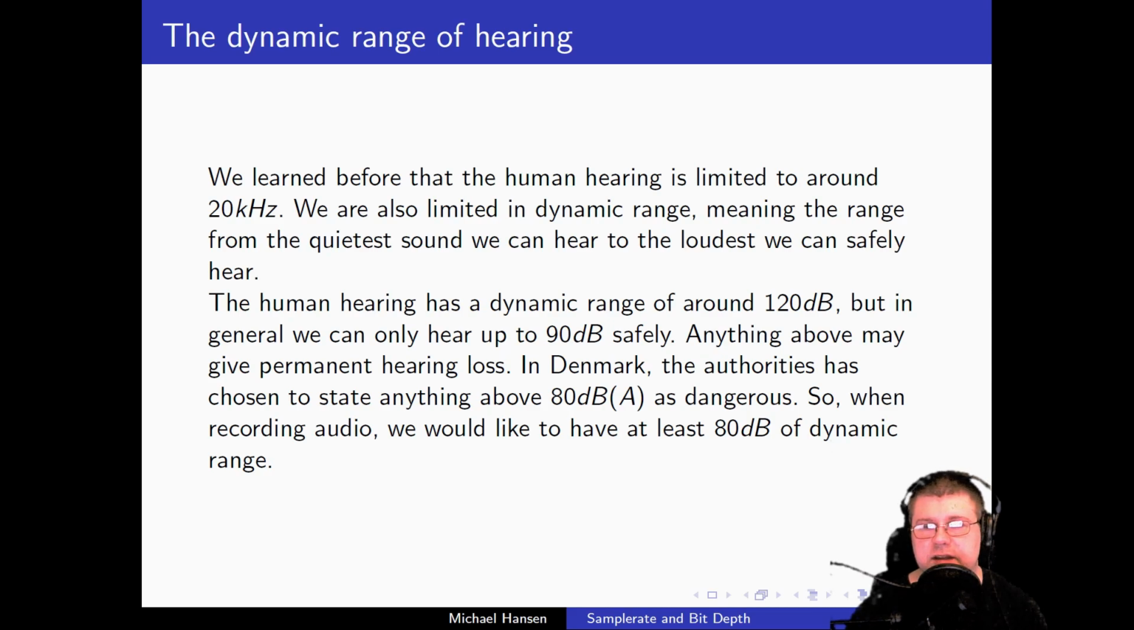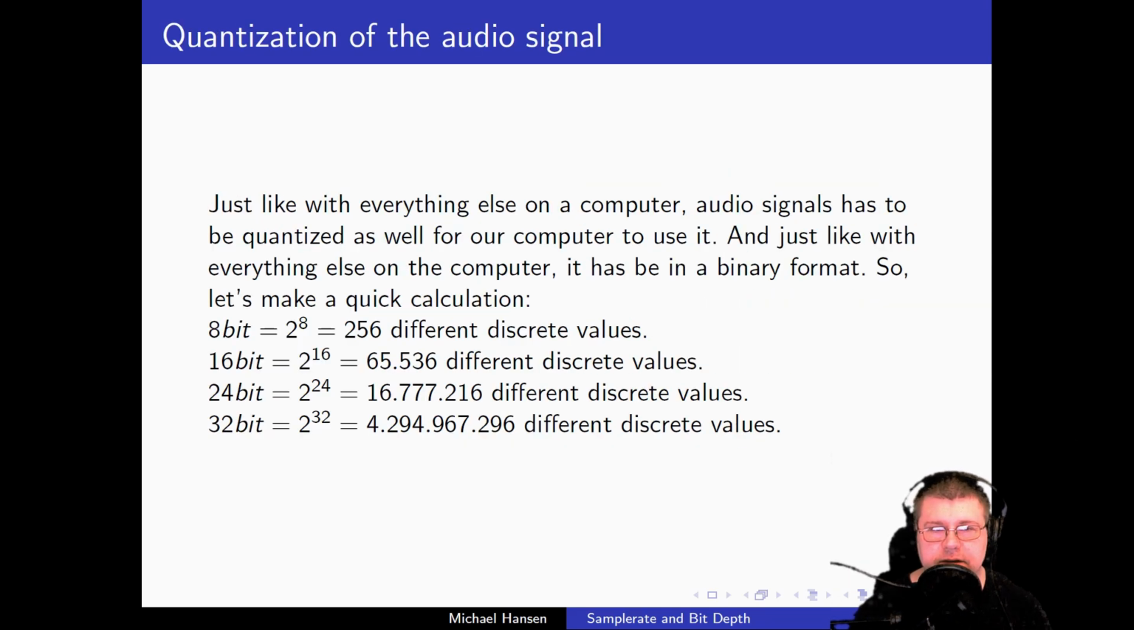Where I live here in Denmark, the authorities have chosen to state that anything above 80 decibels is dangerous to us. That is in the work environment and all that. If you don't have any hearing protection on, you should try to keep the loudest part of the machinery that you have below 80 decibels. So in this case, when we're recording audio, we would at least like to have 80 decibels of dynamic range, but preferably around 90 decibels instead. So just like with anything else on a computer, audio signals that we put into the computer have to be quantized in order for the computer to use them.